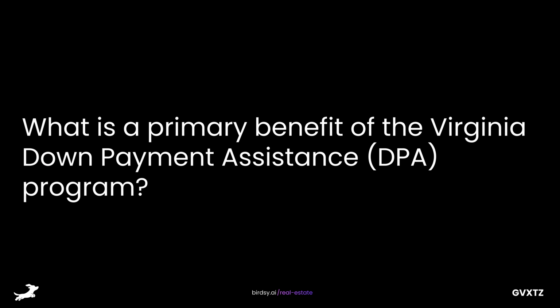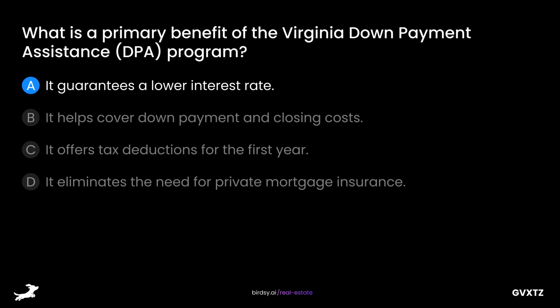What is a primary benefit of the Virginia Down Payment Assistance Program? Is it A, it guarantees a lower interest rate? B, it helps cover down payment and closing costs? C, it offers tax deductions for the first year? Or D, it eliminates the need for private mortgage insurance?